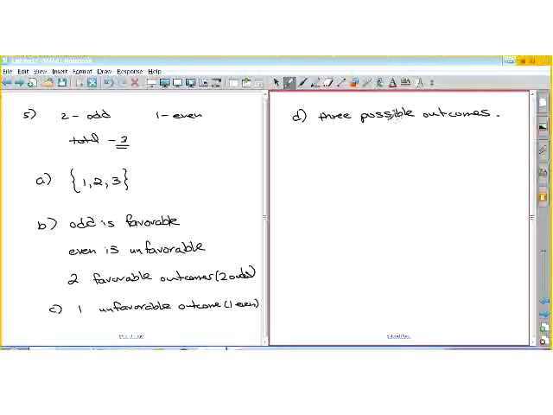This all comes down to the fact that probability is the number of favorable outcomes divided by the number of total outcomes. The total number of outcomes is the sum of the favorable and the unfavorable. So 2 plus 1 is 3. So let's say the probability of an odd number. Well, since we're talking about odd being favorable, the number of favorable outcomes is 2. The total number of outcomes is 3, and therefore the probability of getting an odd is 2 divided by 3.